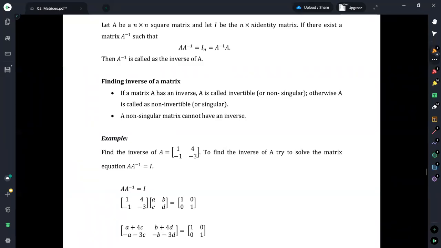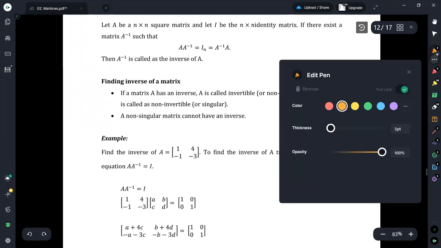In this session, I will discuss finding the inverse of a matrix, and then I will try to discuss the applications of matrices as well. Under that, we will discuss how to apply Cramer's rule in matrices.